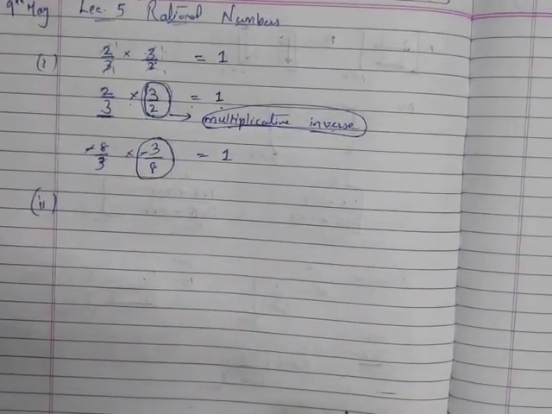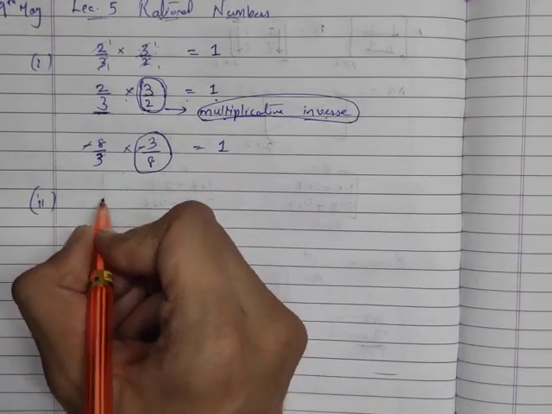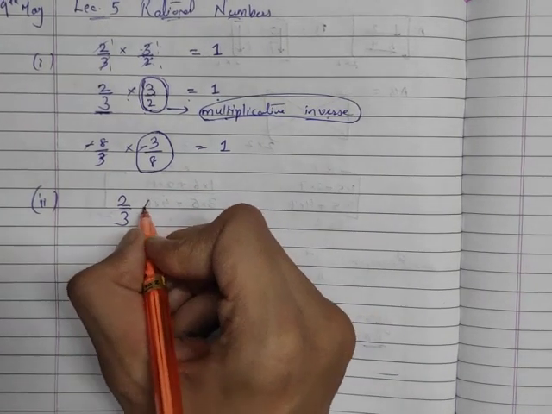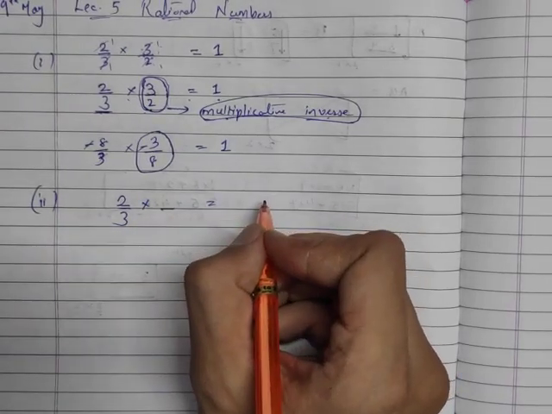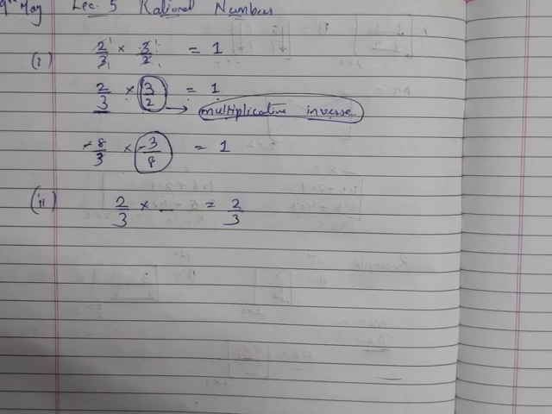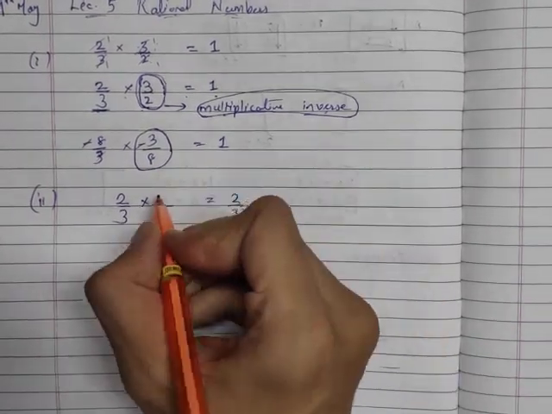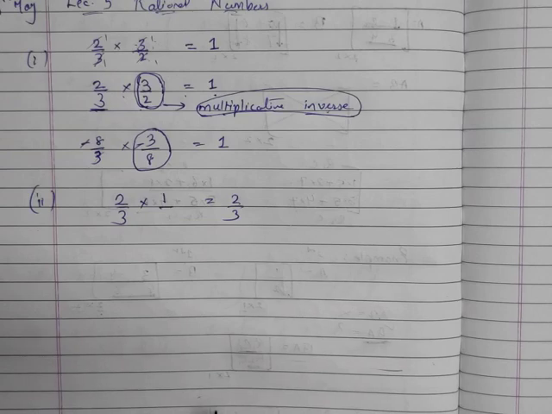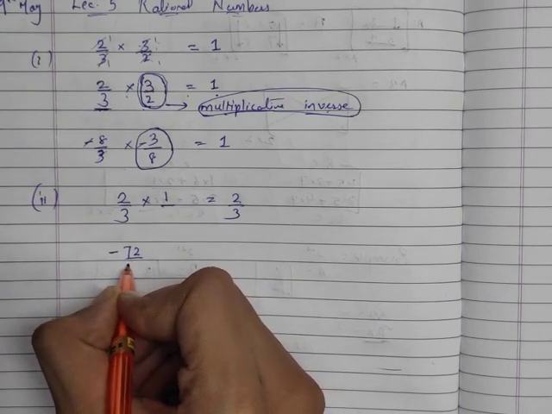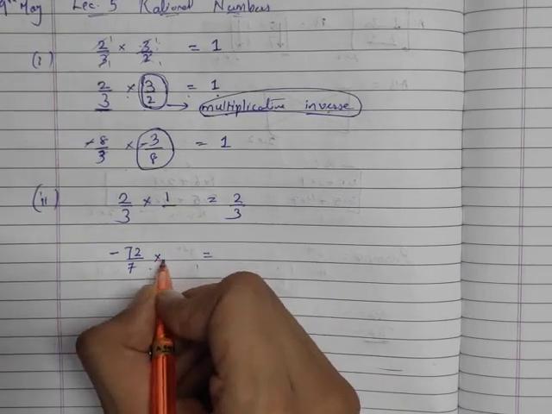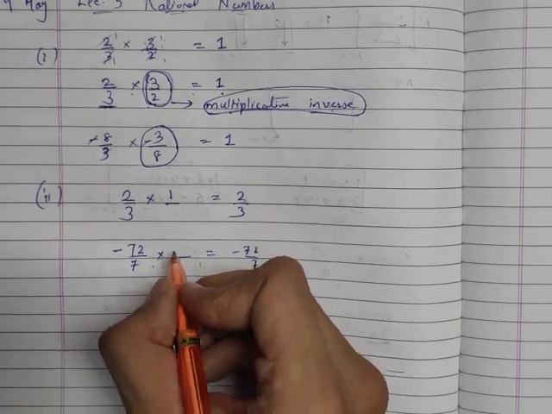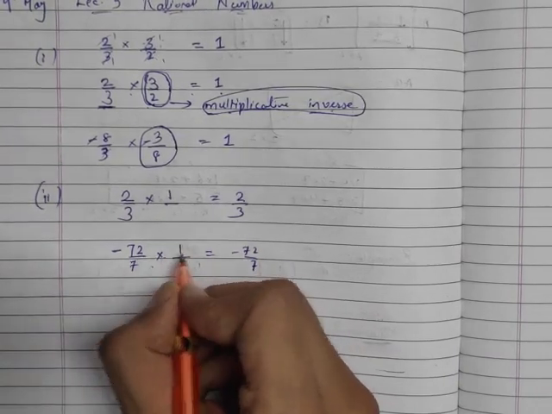Second property that we learned today is, if I have a number again like 2 by 3, just an example, what do I multiply with it such that the result is again 2 by 3? Yes, most of us gave the correct answer, and the answer is 1. That's perfect. Let's take one more example. If I have minus 72 upon 7, what do I multiply with it such that the result is minus 72 upon 7? Again, the answer is 1, because 1 into anything will give me the same number again.